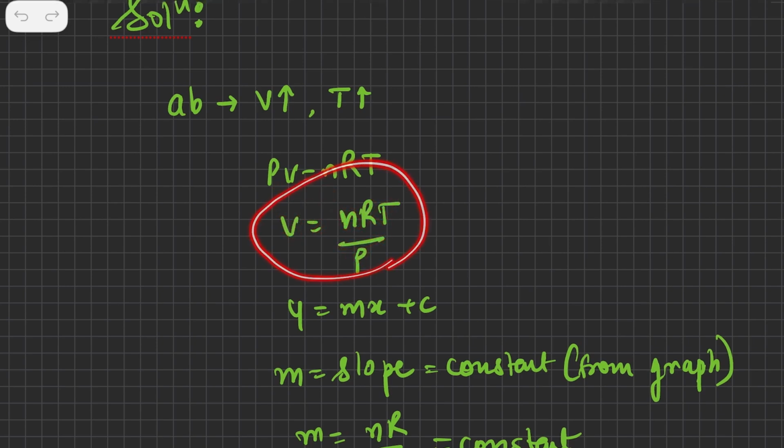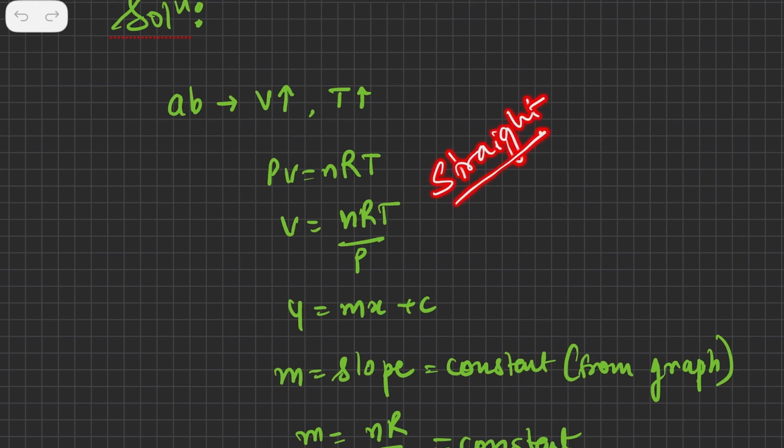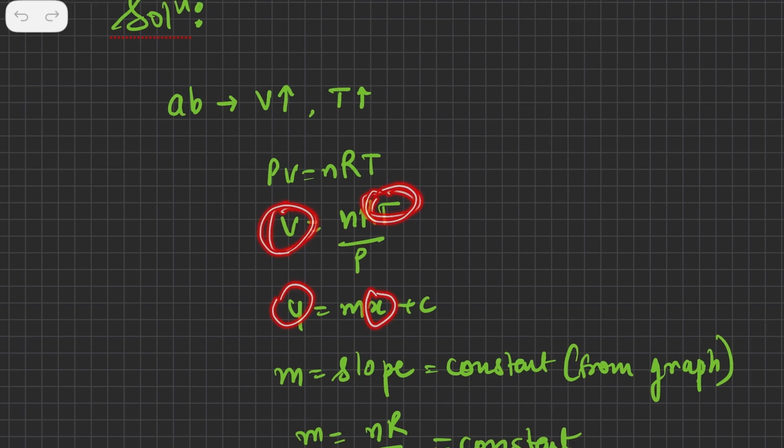Now I compare this equation with y is equal to mx plus c. You'll ask, why am I comparing this with y is equal to mx plus c? Because my graph is a straight line, I can compare it with y is equal to mx plus c, which is the equation of a straight line. So in place of y we have V, that is volume, and in place of x we have temperature, because volume and temperature are changing. So y and x are the variables, here volume and temperature.